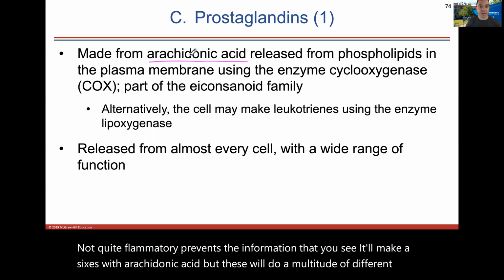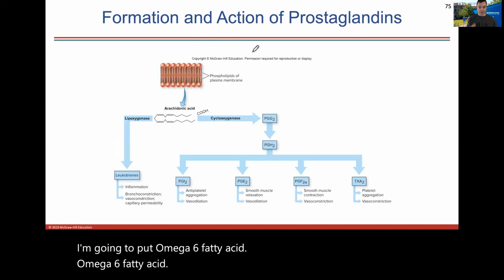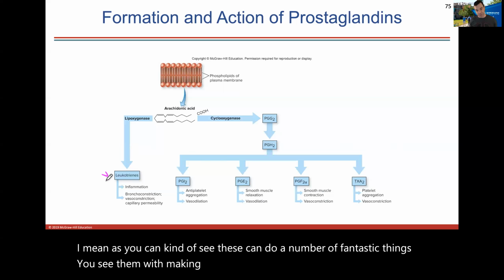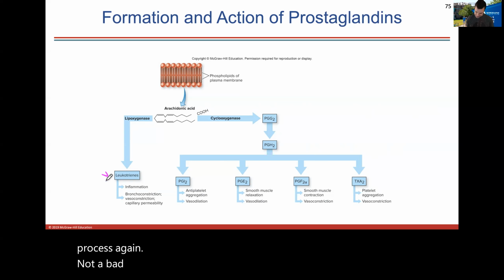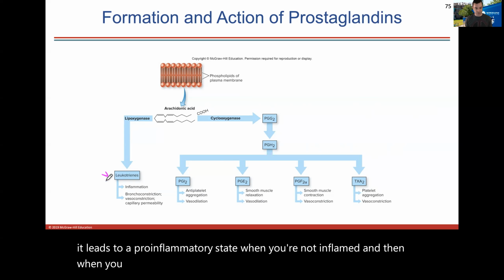Okay, I'm going to put omega-6 fatty acid. As you can kind of see, these can do a number of fantastic things. You see them with making leukotrienes, involved with the inflammation process. Again, not a bad thing, but if your diet is predominantly riddled with omega-6s, it leads to a pro-inflammatory state when you're not inflamed. And then when you do mount an immune response and inflammation has to occur, the body has to go above and beyond to get action to happen.